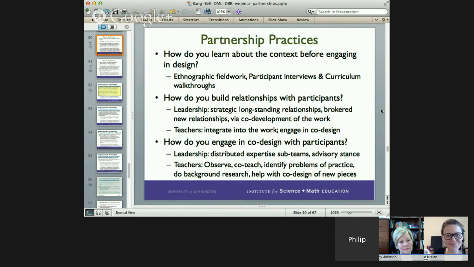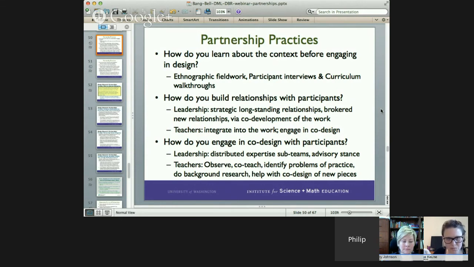One had to do with how you learn about the context before you engage in design. Well, we have the luxury of having a team on our side with 5 doctoral students who do a lot of ethnographic fieldwork out in the classroom sites, and we can understand details of particular parts of those 2 districts in quite a bit of significant depth. We do teacher interviews and district staff interviews more broadly to get a sense of the broader fabric, and it's a curriculum project, so we do curriculum walkthroughs to understand aspects of the current situation.